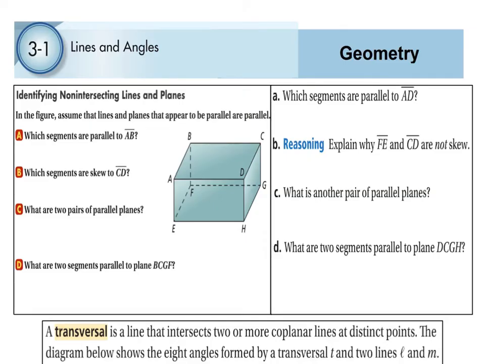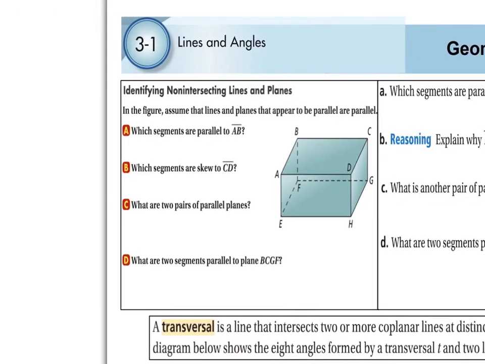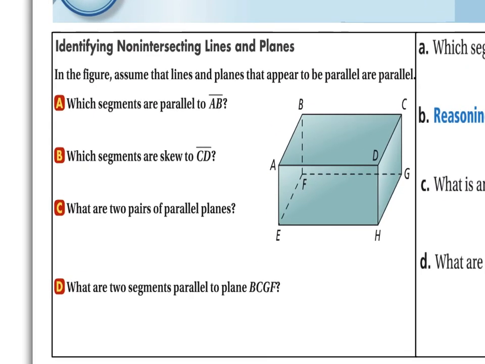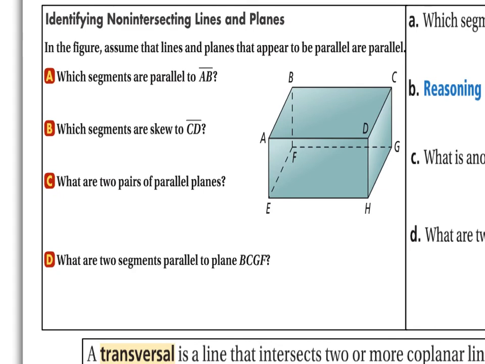Okay, now let's go through some examples here, and let's take this figure right here, and let's go through these and talk about these. It says, in the figure, assume that lines and planes that appear to be parallel are parallel. So which segments are parallel to AB? So I'm going to mark down AB. Line AB is right here, and I need all the segments that are parallel to it.